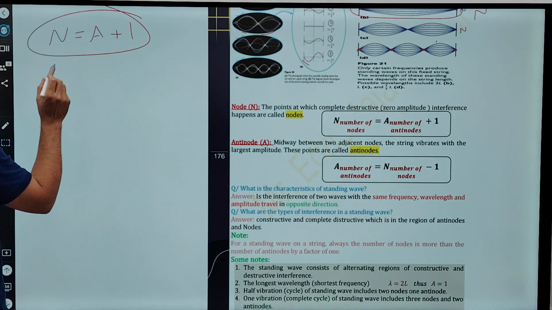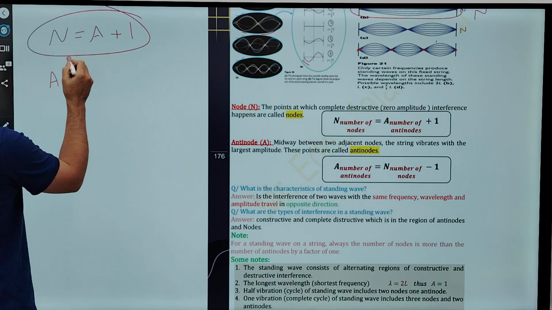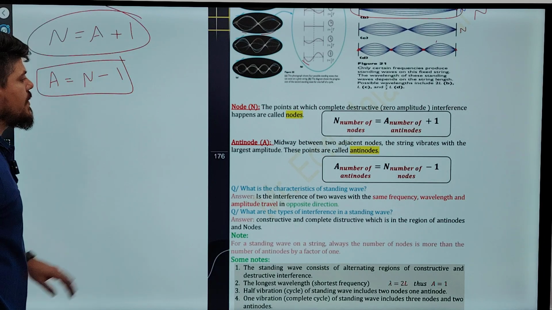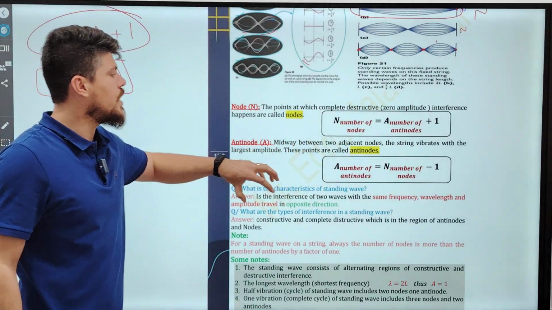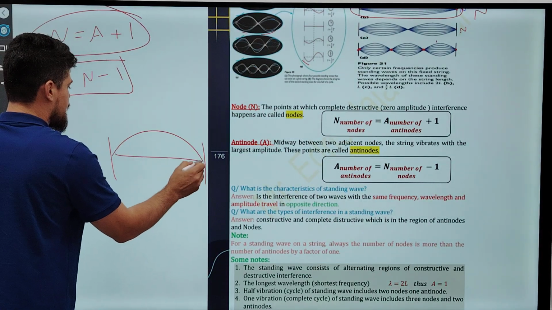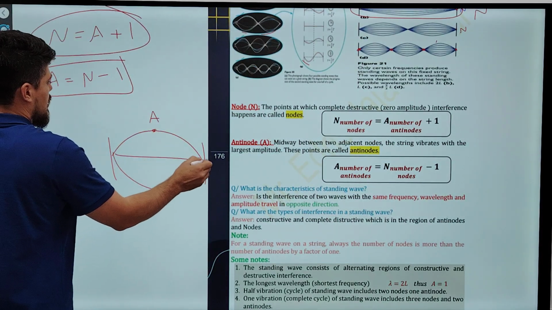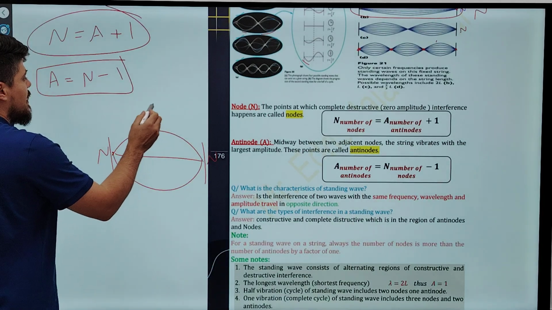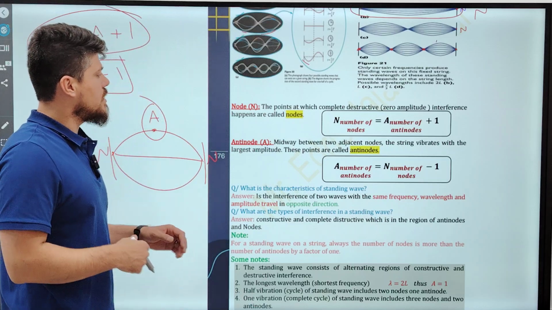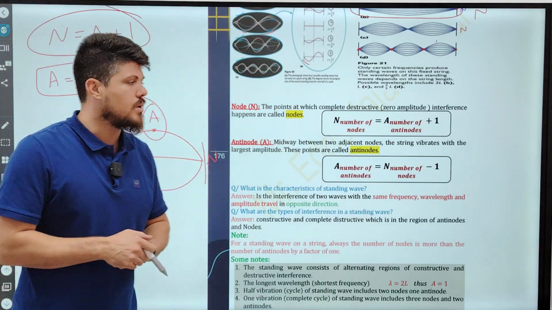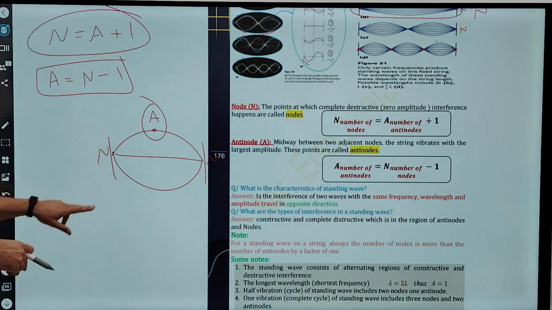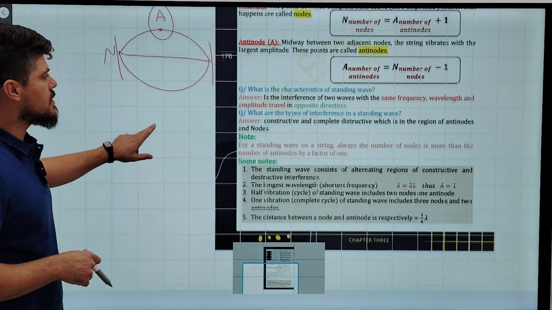If node is equal to antinode plus 1, then by rearranging this equation, antinode is equal to what? Number of nodes minus 1. Okay? An antinode is located midway between two adjacent nodes. This is an antinode, and we have 2 nodes here. The point midway between the 2 adjacent nodes, where the string vibrates with the largest amplitude, is called the antinode, which is equal to the number of nodes minus 1.